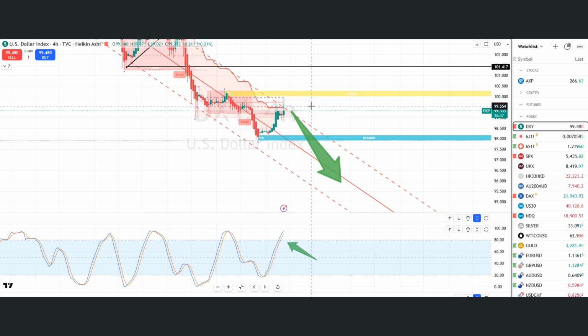So DXY 99.48, it's now moved up to a retest area, and we do expect the price to break down in the next few days. Okay, could happen tonight, could happen in the next 24 hours. Once this breaks down, Euro dollar goes up, pound US dollar goes up, Aussie USD goes up, New Zealand USD goes up, US Swiss goes down, US yen goes down. Get the picture. Get ready, it's going to get hot.